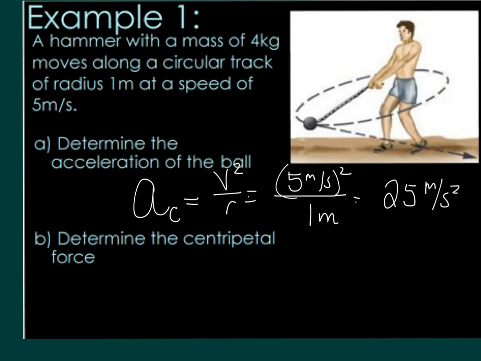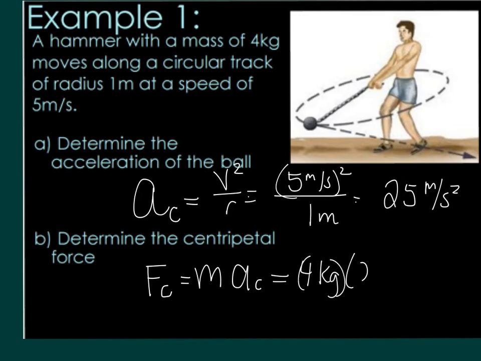The centripetal force of the hammer is simply mass times acceleration. The mass of the hammer is 4 kilograms. The acceleration we just found, 25 meters per second squared. 4 times 25 is 100 newtons. All forces are measured in newtons, no matter what type of force we're talking about.